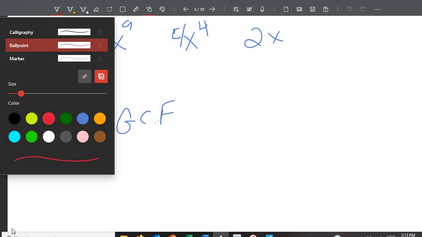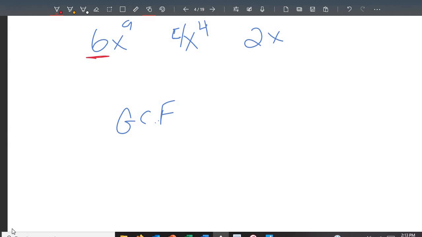Look at this next one. I've got a 6, a 4, and a 2. The biggest number that can divide into all three of those is just the number 2. So my GCF has a 2. Now notice, this one has an x, this one has an x, this one has an x. That means my GCF will have an x, and the smallest exponent is 1, so it's just 2x.